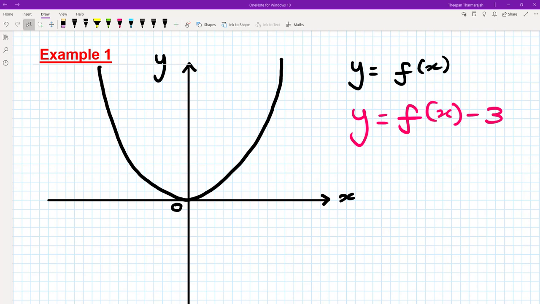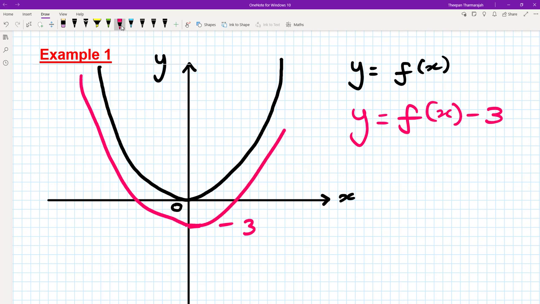Okay, welcome back. So we want to draw the graph of y equals f(x) minus 3. So don't forget, we move the graph down along the y-axis by minus 3. So I'm going to mark it minus 3 here. And just draw in our graph like this. So that's our graph, f(x) minus 3.